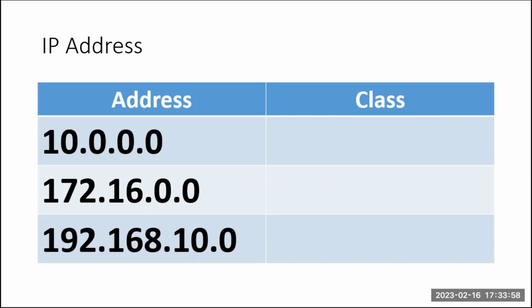And so the range of the first octet in class A will be a number between 1 and 126. Any number between 1 and 126. Again, 127 is a part of it, but the 127 is used for testing. So you would not assign 127 to a machine.